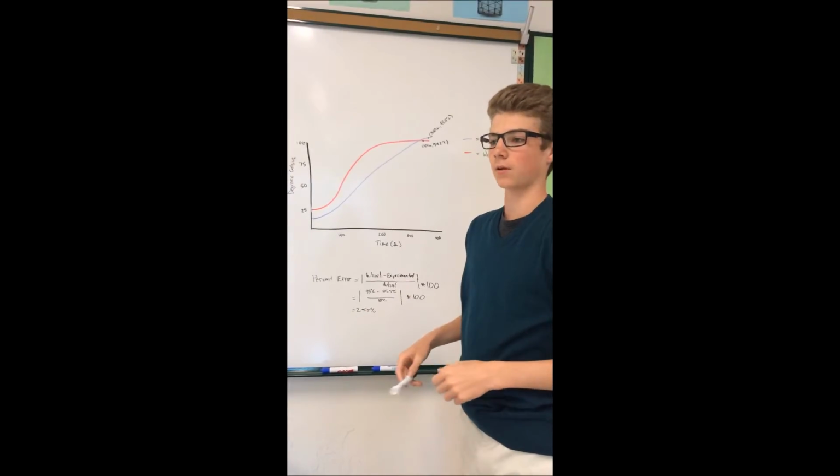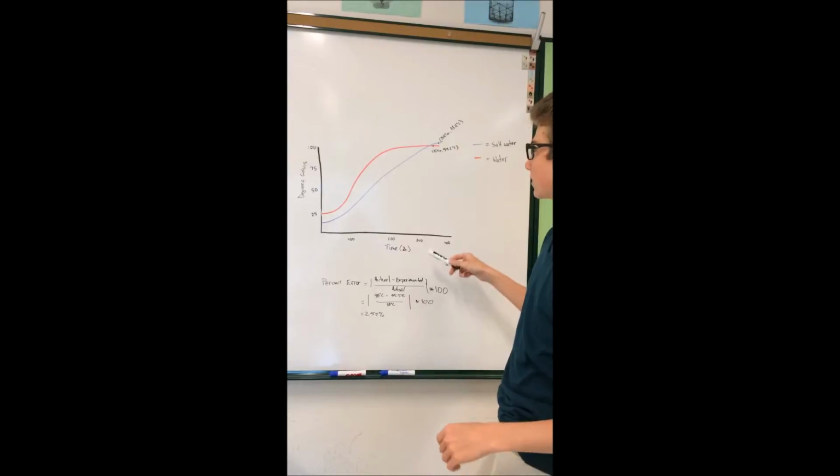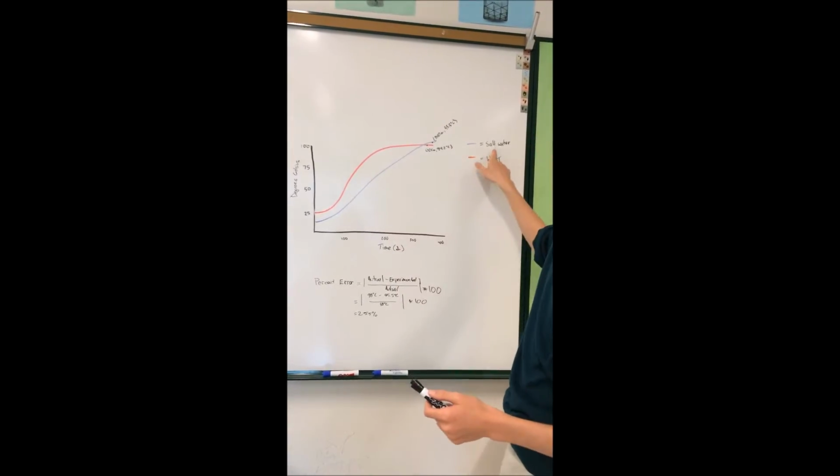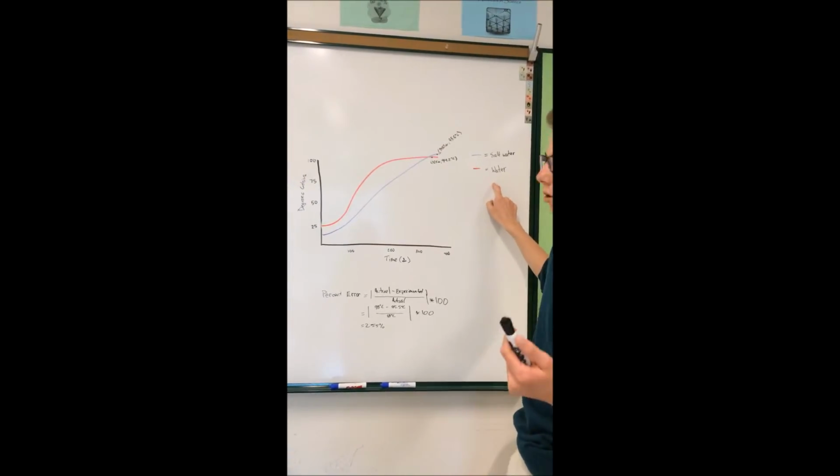We have right here the graph of our results. On the y-axis you see the degrees Celsius, and on the x-axis you see our time. So if you look at our key, you're going to see that the blue line represents the salt water and the red line represents normal water.